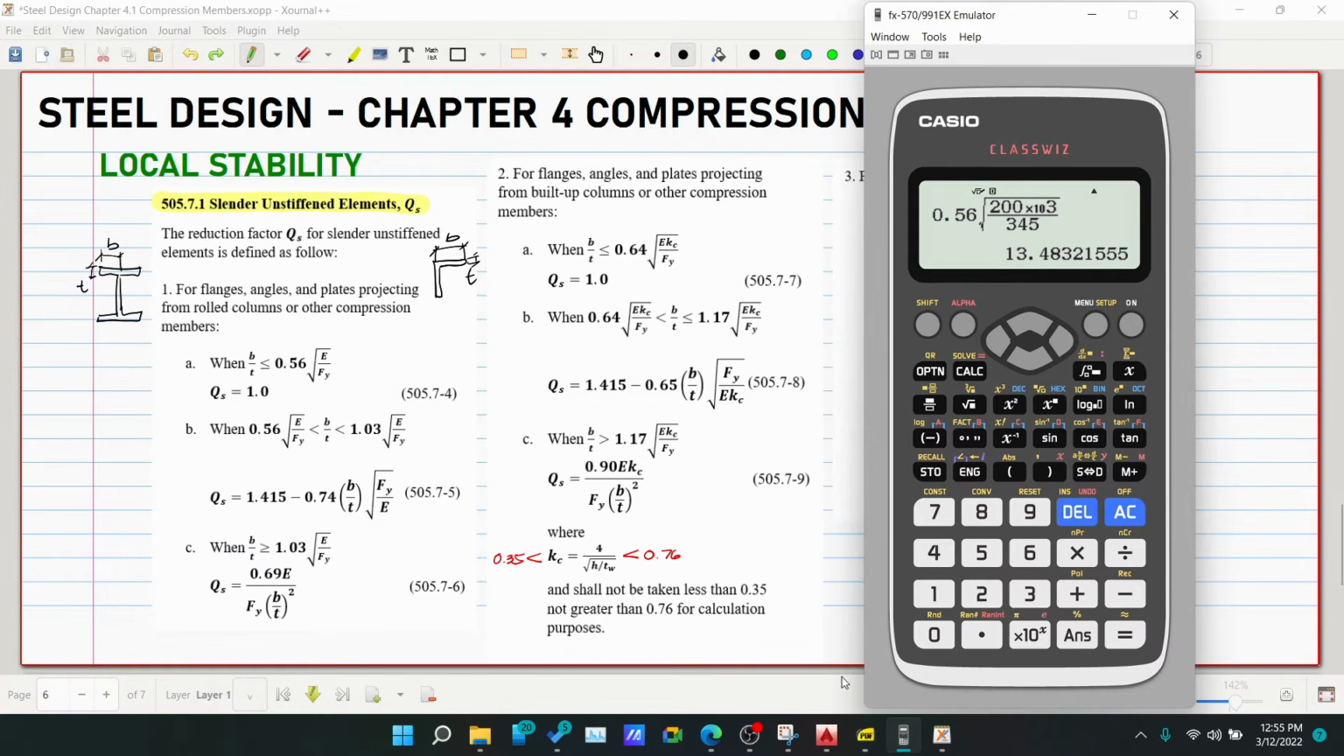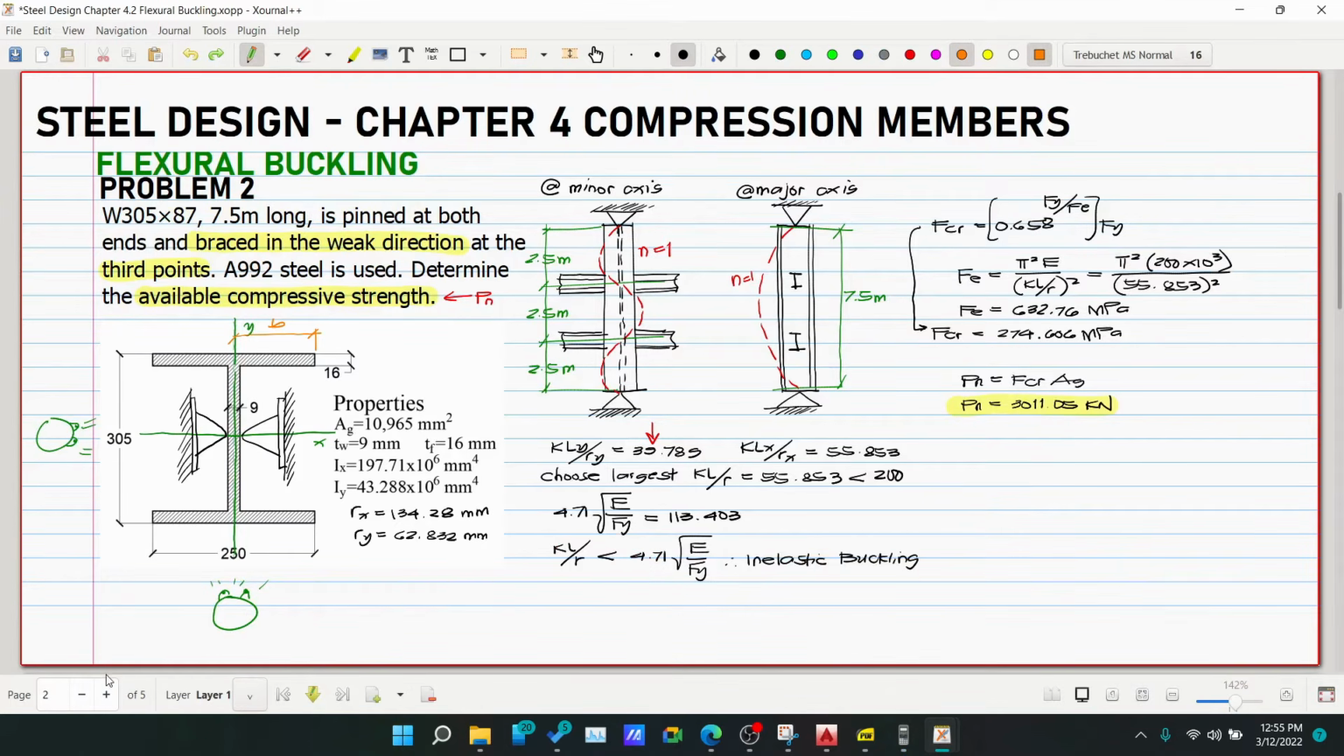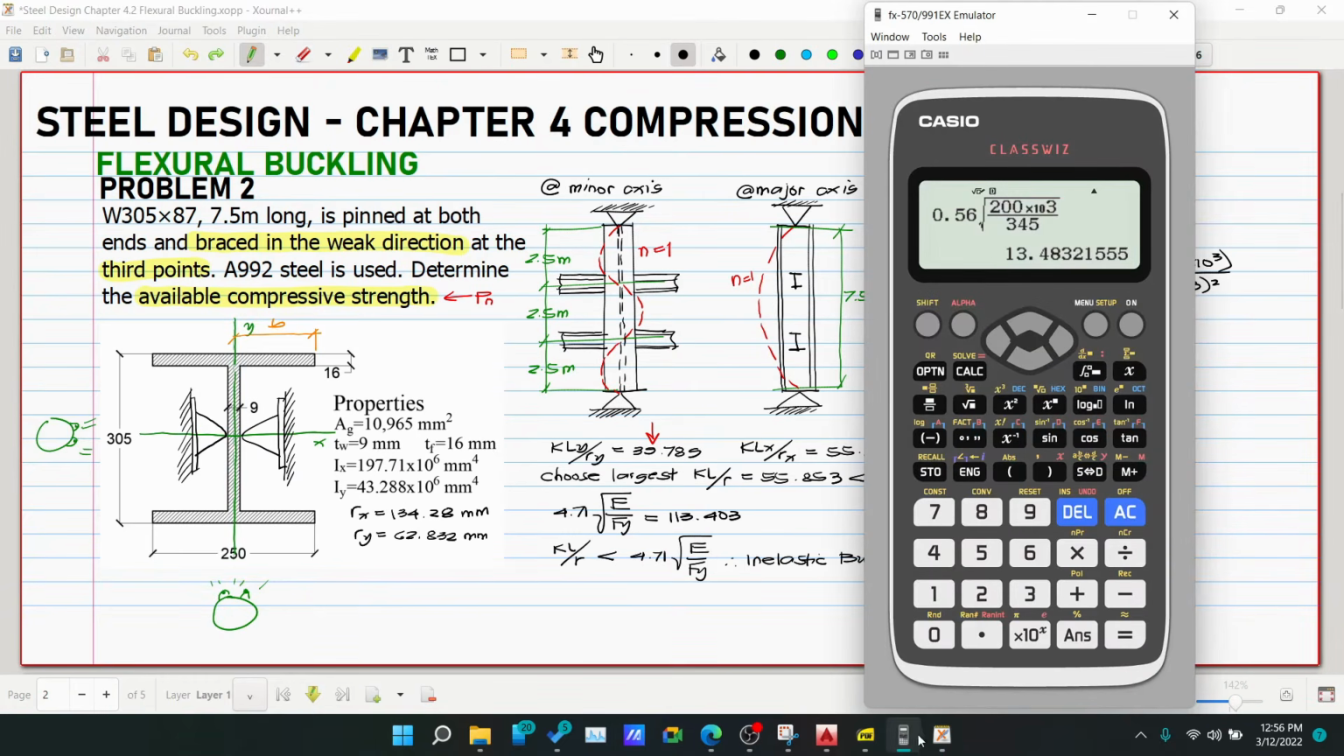So, check naman natin dun sa stiffened element niya. Ito yung stiffened element niya. So, overall H, so 305 minus dalawang thickness: 305 minus 16 multiplied by 2. Then, yung thickness natin is 9. So, this is 30.333.